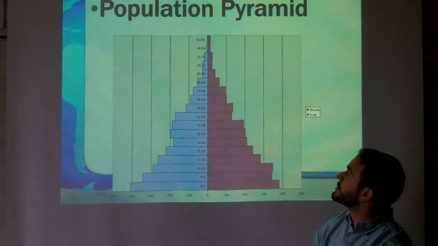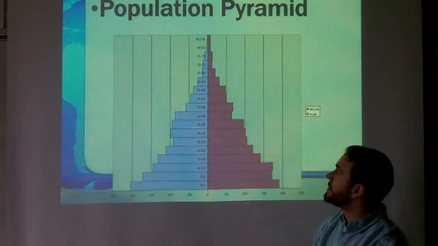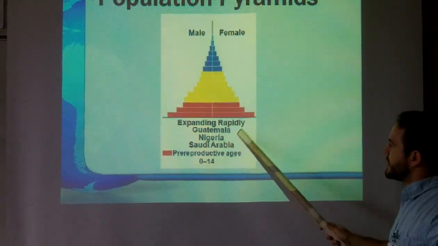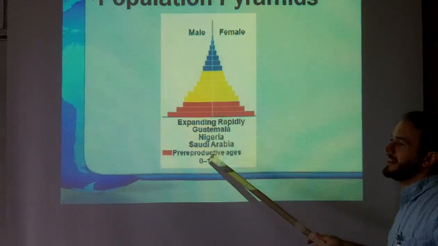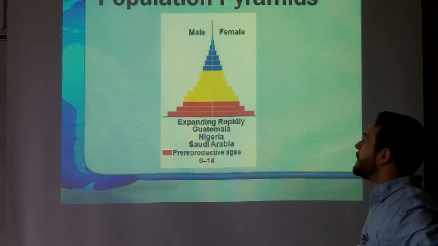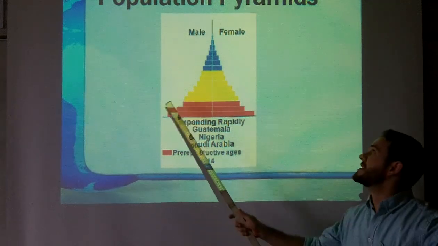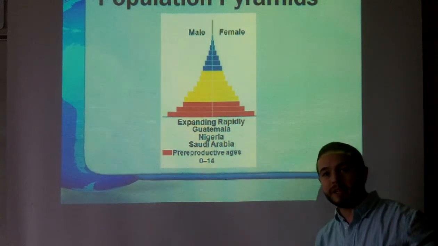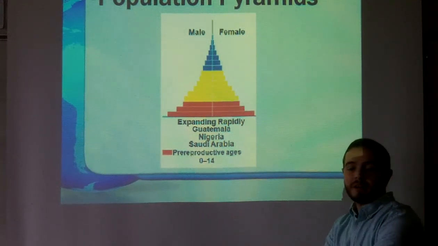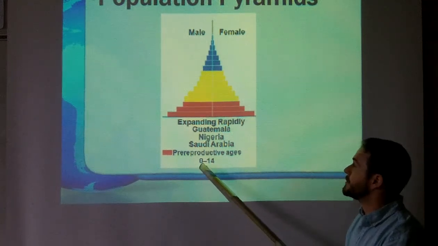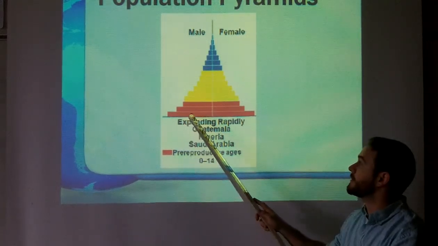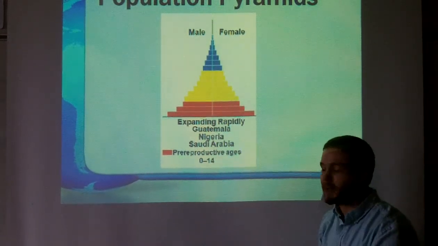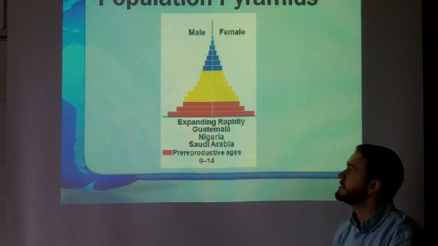So let's look at an actual representation of this pyramid. If you look here, a lot of these countries right here are what we would call developing countries that have this type of steep pyramid. And they're called pre-reproductive because the majority of their population is in the 0 to 14 bracket. So it's these first 3 cohorts: 0 to 4, 5 to 9, 10 to 14. Okay? So those are all people in their pre-reproductive years.